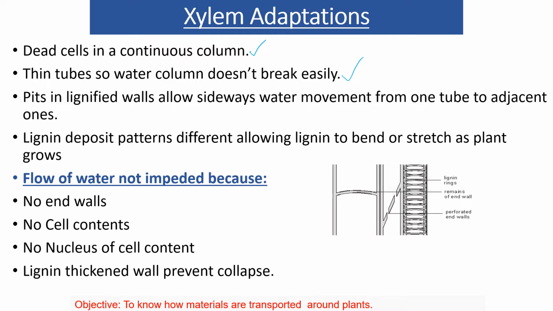And the lignin that is embedded in the cell walls is designed in different patterns, which allow the plant to grow in different directions as needed. Now, the flow of water is not impeded because they don't have end walls, because they're dead, mature cells. The cell contents are removed. There are no cell contents, and particularly no nucleus, and the lignin in the thickened wall is waterproof, but it also prevents collapse as water pressure changes in the xylem.